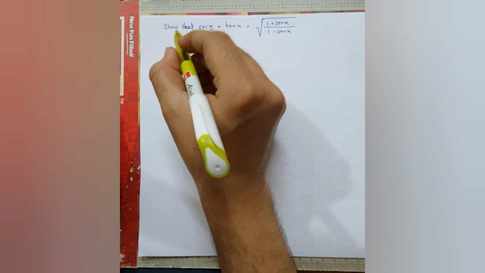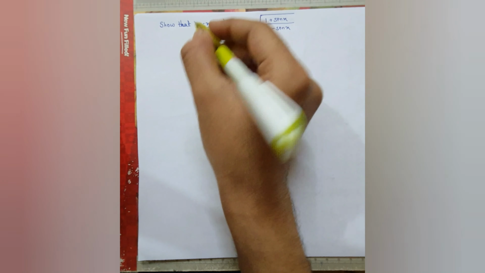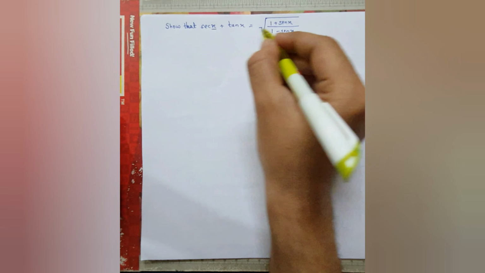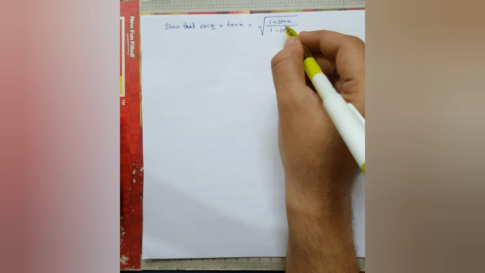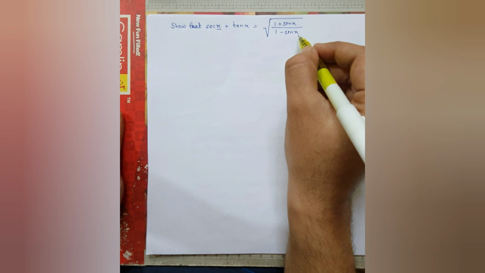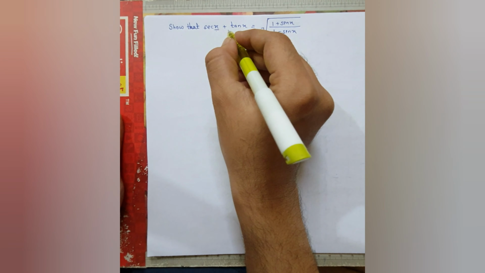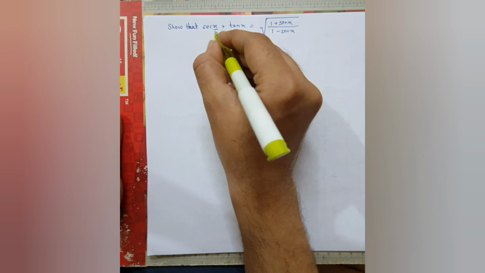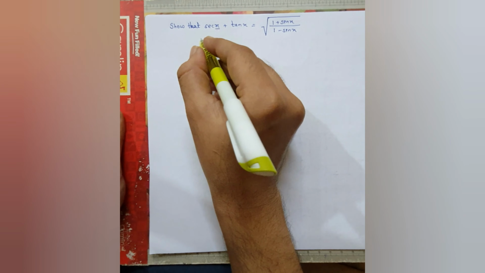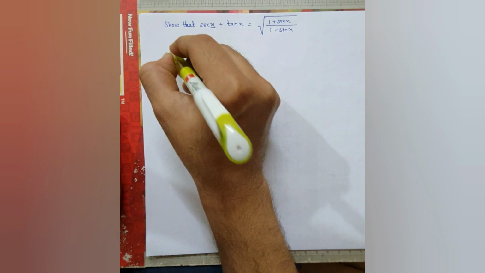Now in this lecture we are going to prove that sec of x plus tan of x is equal to under root of (1 plus sin x) divided by (1 minus sin x). Here in the place of theta we can write any alphabet x, y, z. Here we have written x. So now we will start.